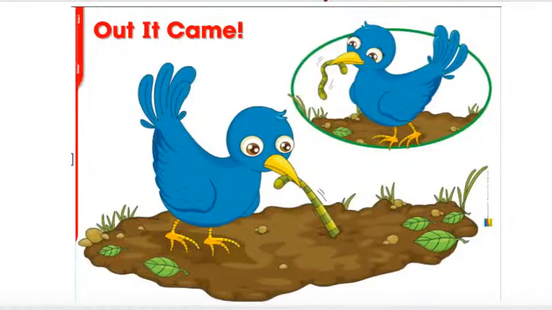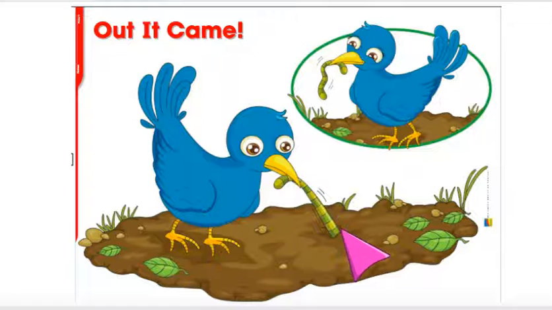Awesome. Let's try one more using this poster. This poster is called Out It Came. Now, the cause is what happens, and the effect is the result. So, if you take a peek at this bottom picture here, what does it look like this little birdie is doing? Oh, it looks like he's trying to pull this worm out of the ground. I bet he's probably a little hungry. So the cause is that this birdie is rumbly tumbly.